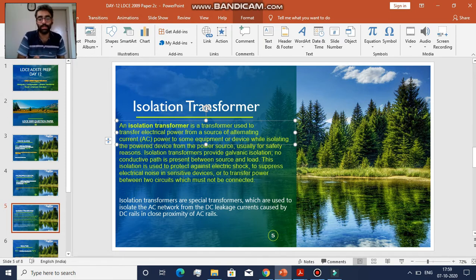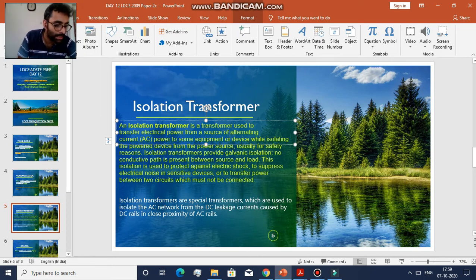The second situation in which you can use the isolation transformer is to suppress electrical noise in sensitive devices, right? Due to a direct contact between the AC power source and the device which is being powered, there can be noise due to the AC power source. I don't want that noise, and that is why I isolate the AC power source and the device that is going to use it. The third situation can be to transfer power between two circuits which must not be connected. So this would be the third case.